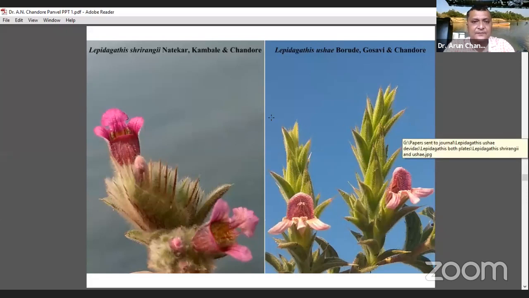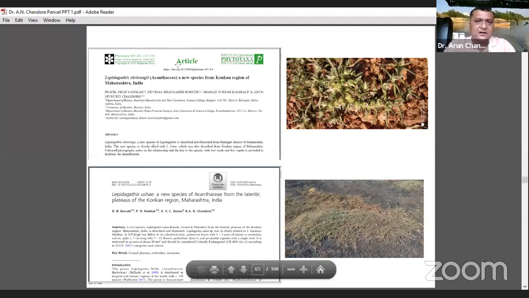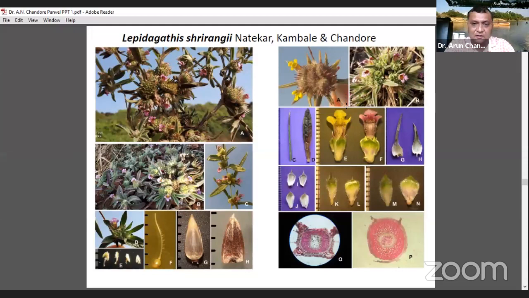Here you see the habitat of this plateau, Lepidagathis srirangii. It is on coastal side plateaus, in the south Konkan region. Lepidagathis ushae is found in the south Konkan region, and this paper was published in Kew Bulletin. Here you see the differences between Lepidagathis srirangii and its closely allied species, Lepidagathis lutea. Here lutea is named after its yellow flower, and this is also an endemic species. That's why we propose it, and this paper was published in the Phytotaxa journal.